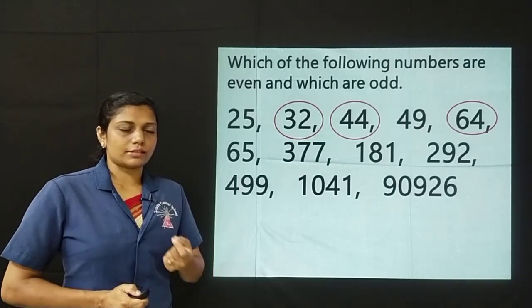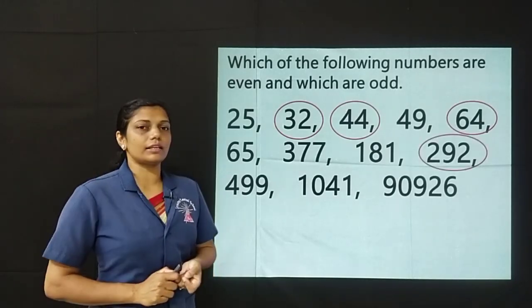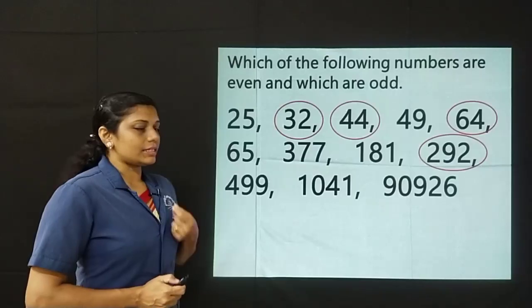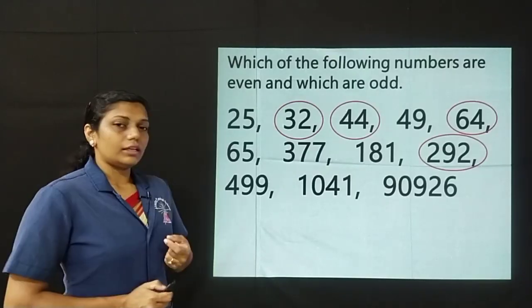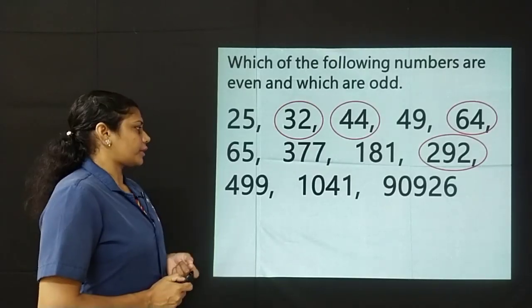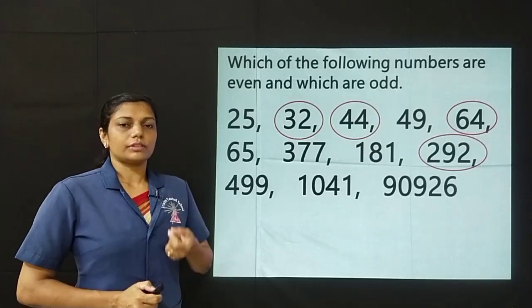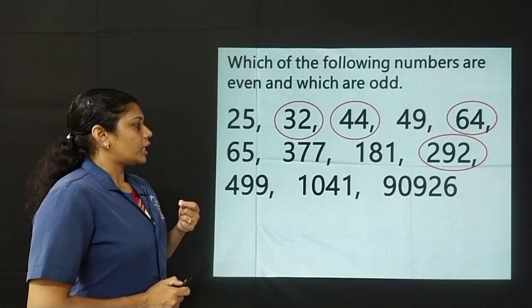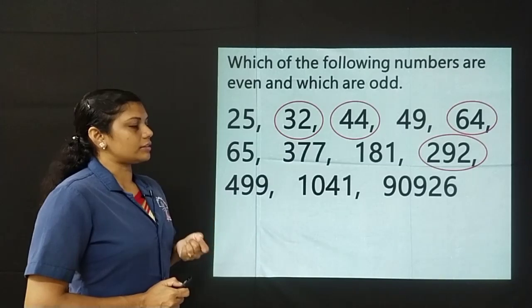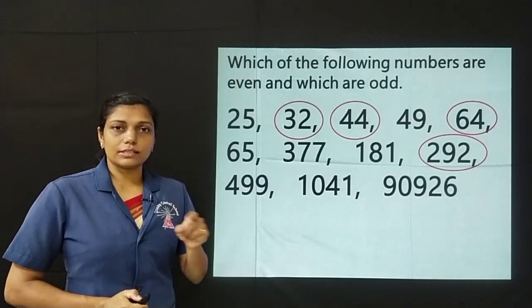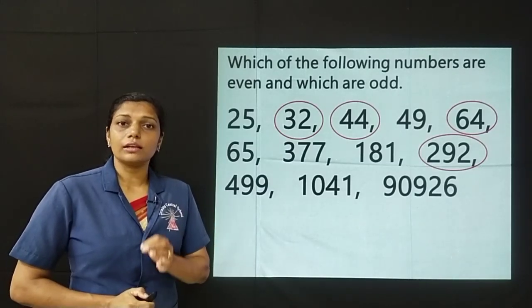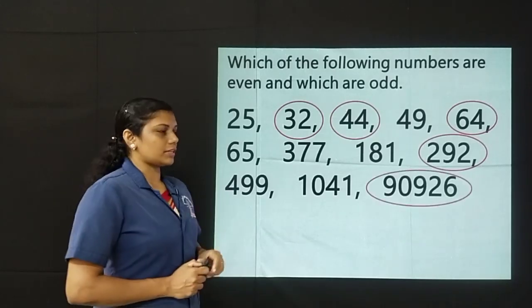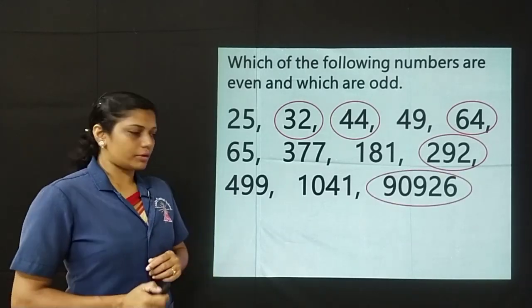292, yes, it is an even number. Let us circle it. 499, yes, it is an odd number. 1041, it is an odd number. 90,926, it ends in 6, so it has to be an even number. Let me circle it. Now shall we list the numbers?